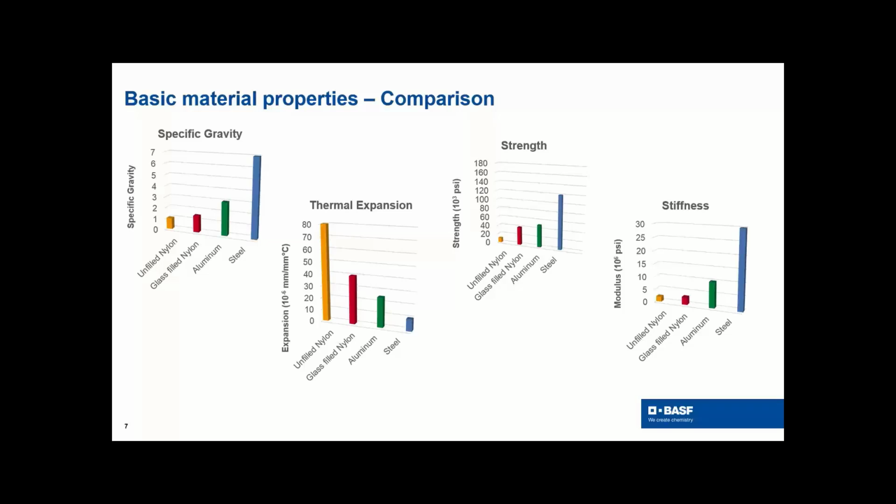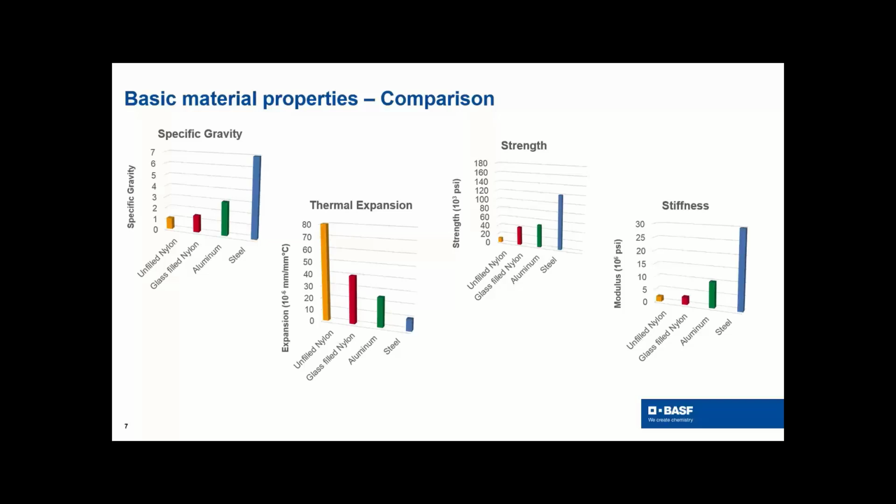And a glass-filled nylon, which is really a reinforced plastic, and then aluminum and steel. So from this comparison, you can see that the weight comparison of even the filled plastic is half of aluminum and probably 3 or 4 times less than the steel. So a nice reduction. Next one will be thermal expansion.